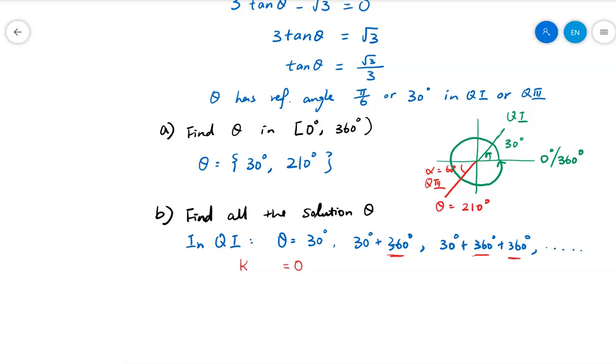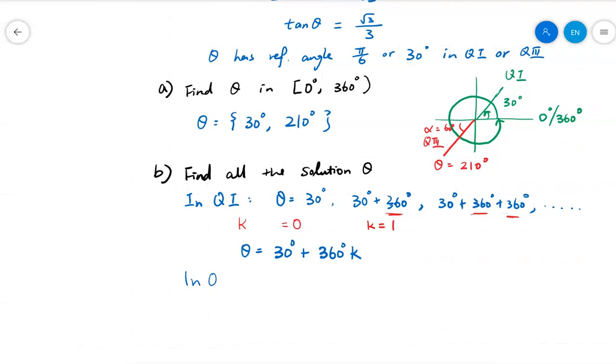When I have no revolution, my integer k is going to be 0. When I have one revolution, my integer k is 1. So combining both, in quadrant 1, my theta is going to equal 30 degrees plus 360 times k. If k equals 0, I just have 30 degrees as the answer. If k equals 1, I have 30 degrees plus 360. If k equals 2, I have 30 degrees plus 2 times 360, and continue.